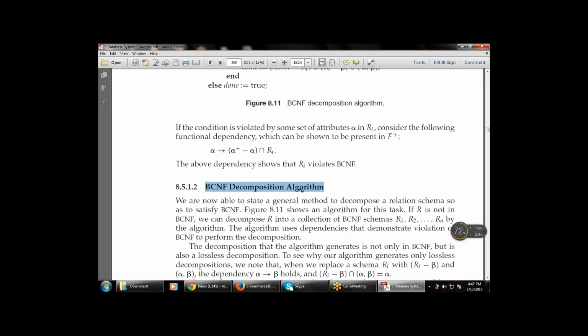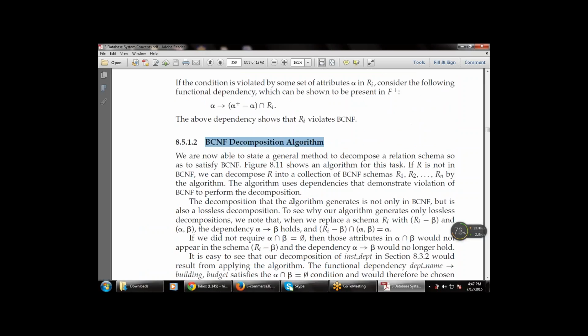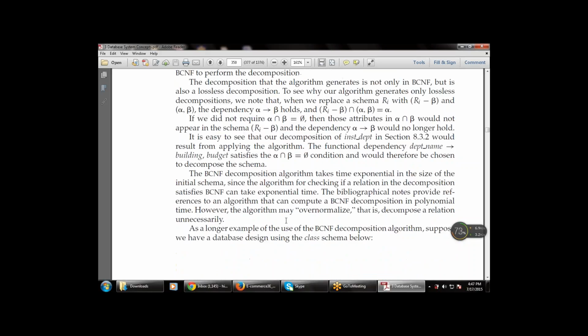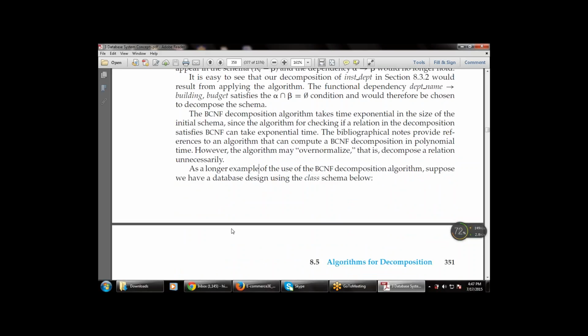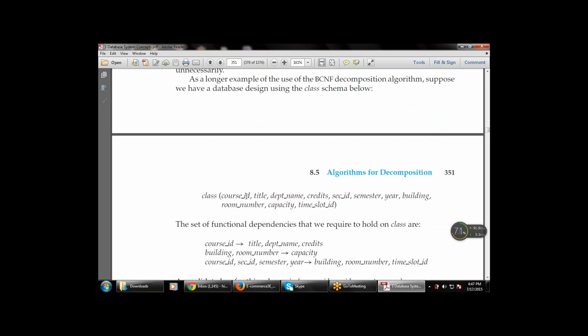Now we are able to state a general method to decompose a relation schema so as to satisfy BCNF. The decomposition that the algorithm generates is not only in BCNF, but is also a lossless decomposition. The BCNF decomposition algorithm takes time exponential in the size of the initial schema, since checking if a relation in the decomposition satisfies BCNF can take exponential time. It can also lead to an over-normalized form, decomposing a relation unnecessarily.